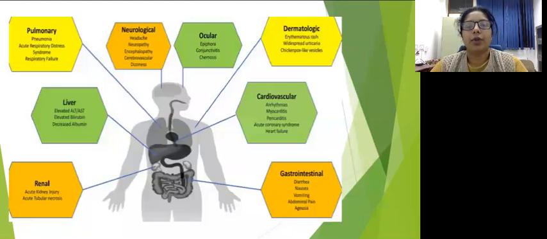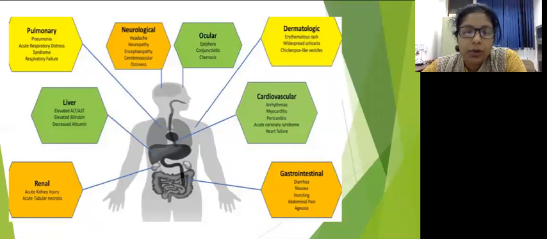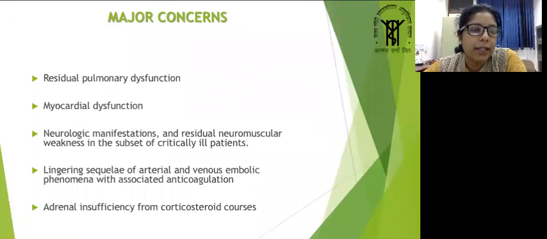So this is an overview of systemic manifestations of COVID-19. As we can see here, almost all systems are affected, right from pulmonary, neurological, ocular, dermatologic, cardiovascular, GI, liver, renal, all systems are affected. But here now we are worried about the persistent symptoms of COVID-19.